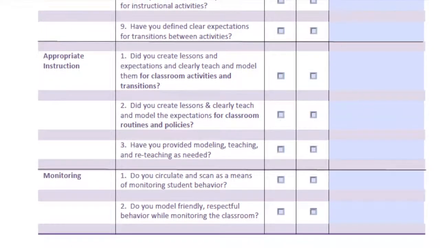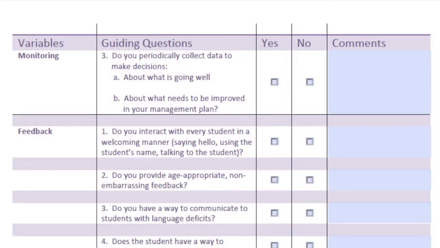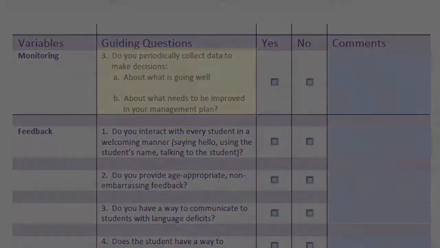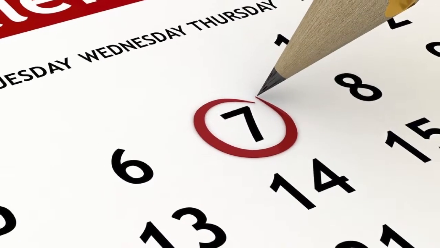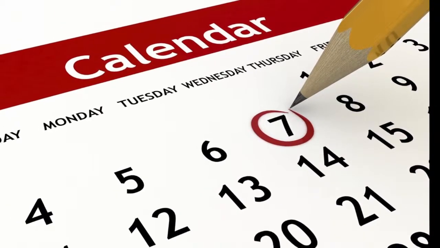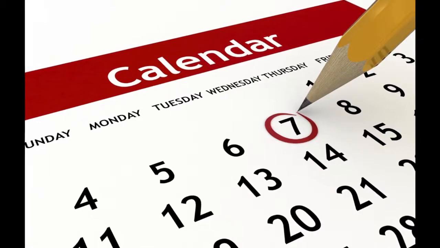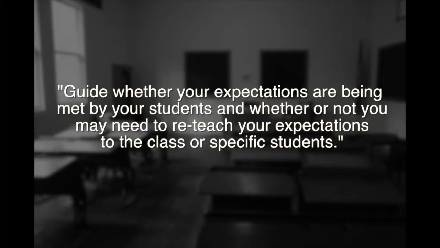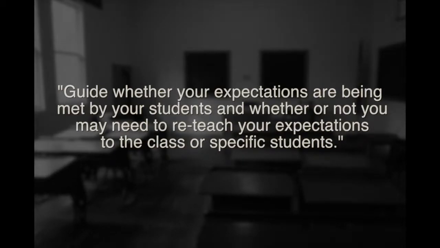Our third variable is monitoring. Number 3 asks, do you periodically collect data to make decisions about what is going well and about what needs to be improved within your management plan? It is recommended that teachers place in their calendar times throughout the year when they will specifically collect data regarding whether students are meeting or not meeting their expectations. This data will guide whether your expectations are being met by your students and whether or not you may need to reteach your expectations to the class or specific students.